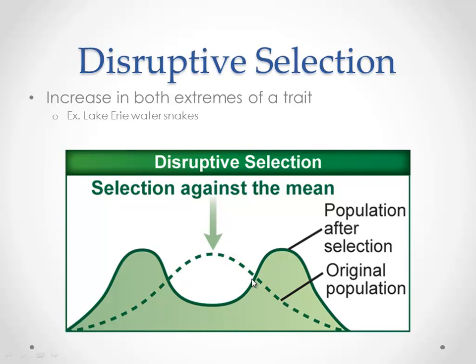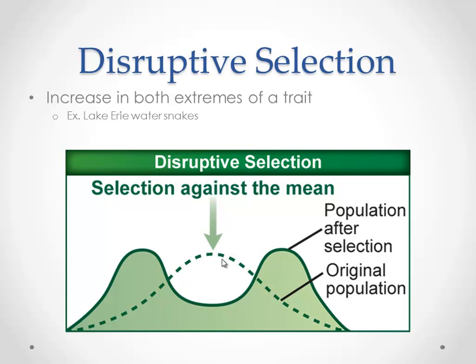Now, if we would have a mix of the two, kind of a gray and brown in here, they would be too easily picked off by the different predators because they don't suit their environment. So in that case, the middle or the average is not ideal, and both extremes are the way that they need to be. So that is disruptive selection.